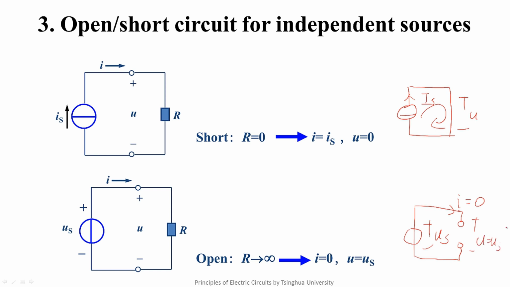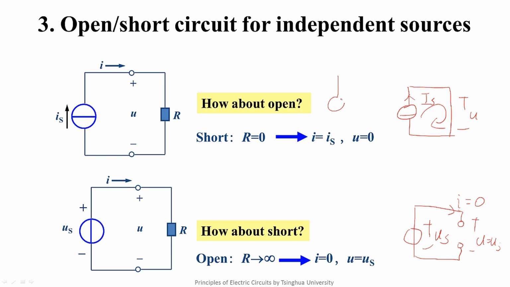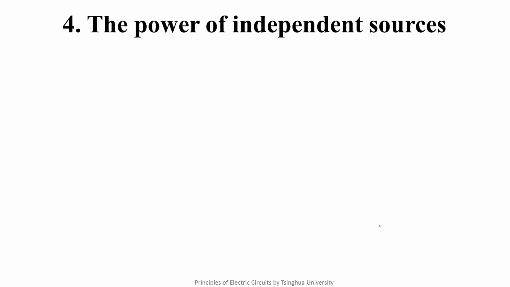Then we ask two troublesome questions. If a current source circuit is open, or a voltage source circuit is short, what will happen? Please revisit the question after completing lecture 10.